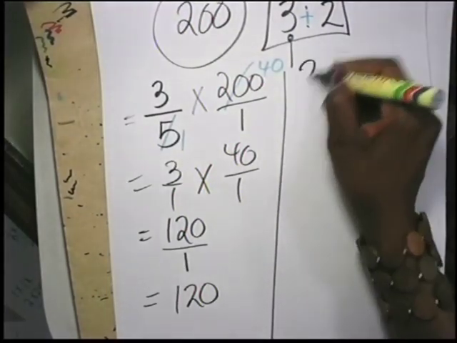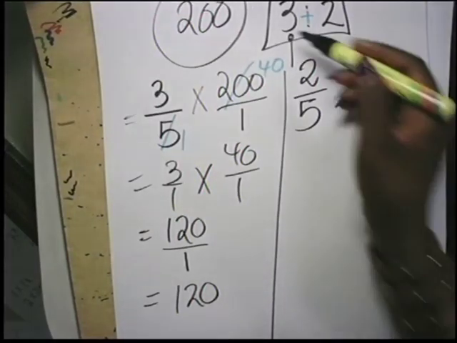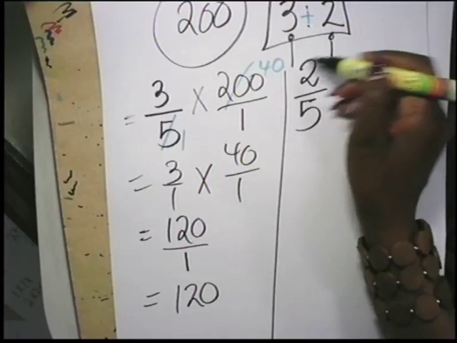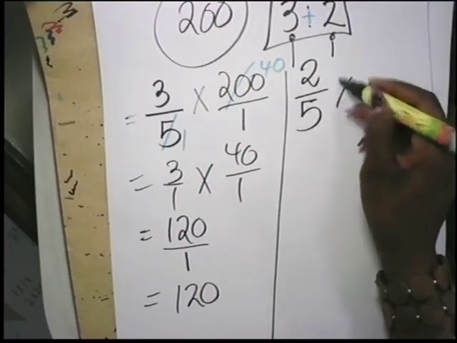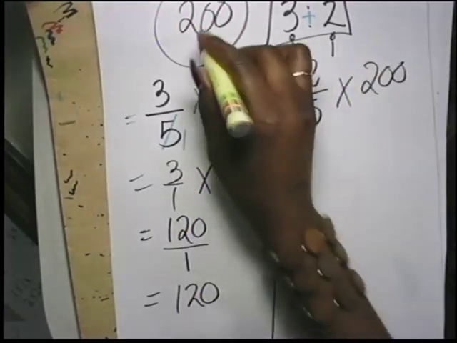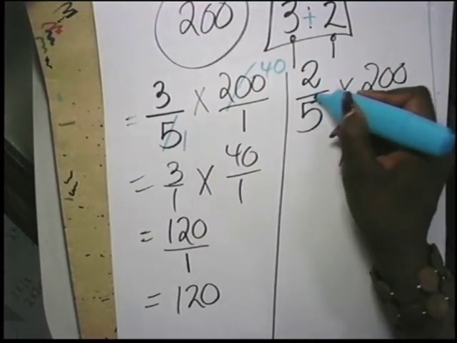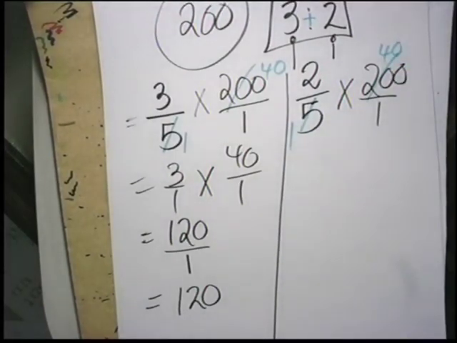Let me see the 2 parts. 2 parts out of 5 parts. Where did I get 5 again? Because I added 2 is this one, but to get the denominator, I add my 2 ratios. Multiply by the number that we are given, which is 200, and then we do the same. 5 goes into itself 1, 5 goes in here 40 times.